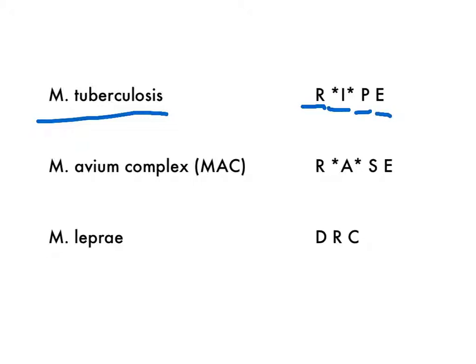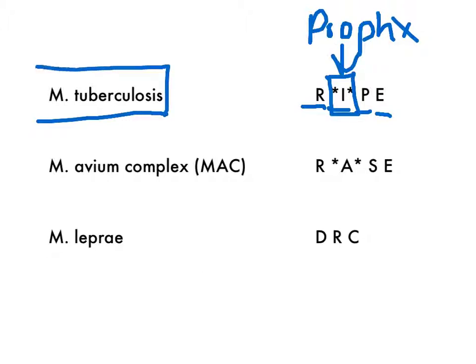And if you notice here, I have the I in asterisk, and that's because this is used for prophylaxis. So isoniazid by itself can be used for prophylaxis for Mycobacterium tuberculosis. So all I have to remember is RIPE: rifampin, isoniazid, pyrazinamide, and ethambutol.